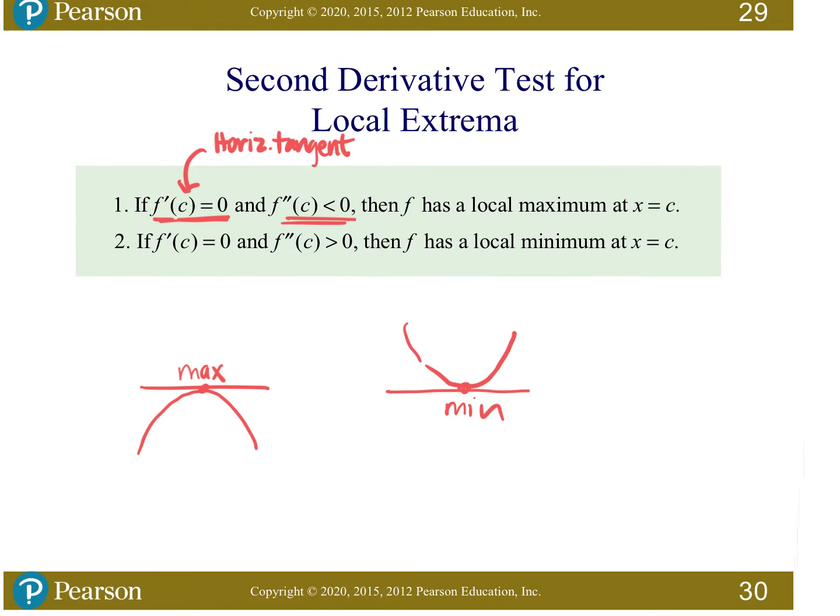So you could flip-flop that statement and make it not an if-then statement, but a because statement: f will have a local minimum at c because f prime of c equals 0, which made a horizontal tangent, and because the concavity was positive. You could also say that with a vertical tangent. It doesn't have to be horizontal. It could be undefined as well, okay, because it's a cusp or because it's a corner or something like that.